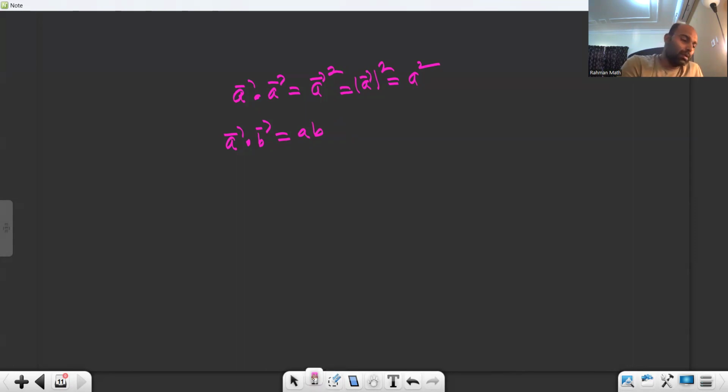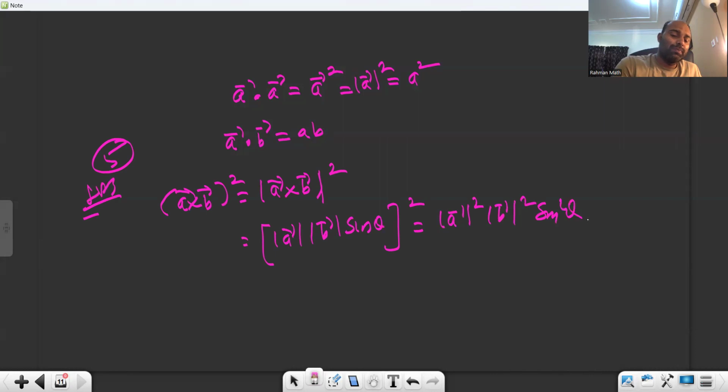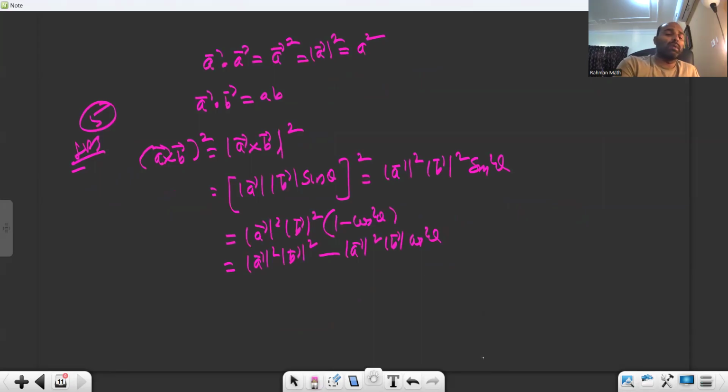Question number fifth one. LHS: A cross B whole square can be written as magnitude of A cross B whole square. Both are same only. What is magnitude of A cross B? Magnitude A, magnitude B sine theta, whole square. That is magnitude A square, magnitude B square, sine square theta. Sine square theta you can write with the 10th standard result, 1 minus cos square theta. So open the bracket: magnitude A square, magnitude B square, minus magnitude A square, magnitude B square, cos square theta. 1 minus sine square theta means 1 minus cos square theta.